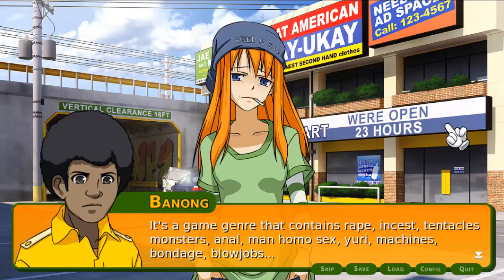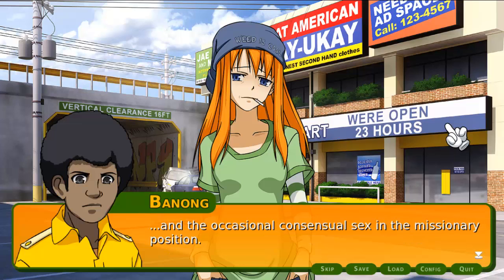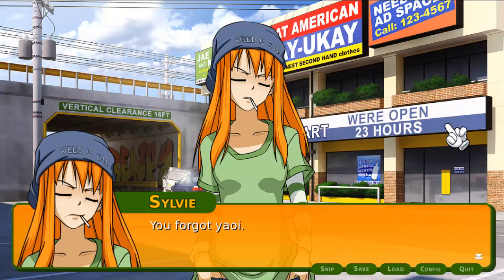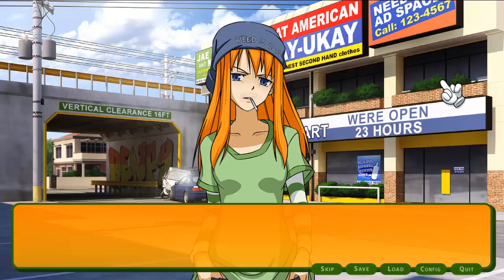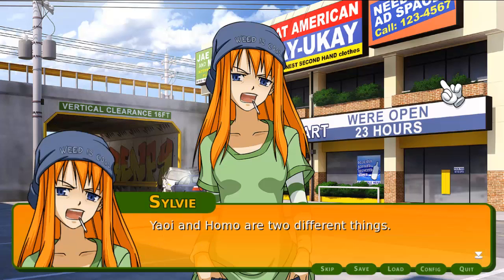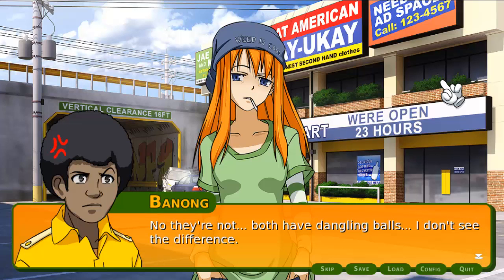It's a game genre that contains rape, incest, tentacles, monsters, anal, men, homosexuals, please no, Yuri machines, bondage, blowjobs, and occasional consensual sex in a missionary position. You forgot yaoi. What is that? Even the hairy gender confused middle-aged guys rubbing and humping each other. No, he did not forget it. That is not included. Yaoi and home are two different things. No, they're not. Both have tiny balls. I don't see the difference. We don't want this. Actually, I don't want both of those. Someone might like it. I won't play it.